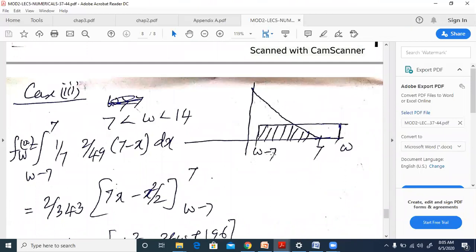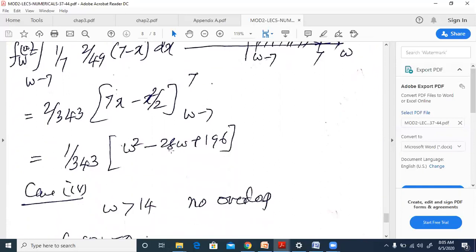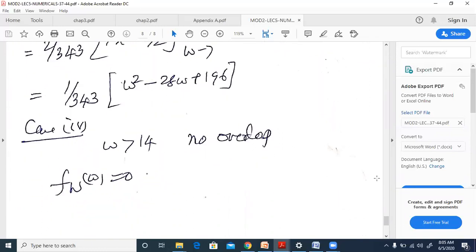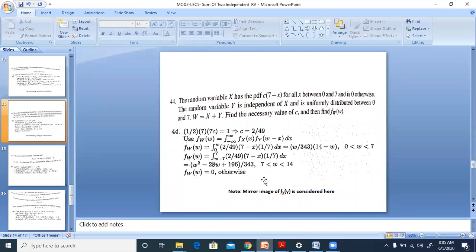Here you can see that the overlap portion is w minus 7 to 7. So w minus 7 to 7 is the limits of the integration. The 1 by 7 inside quantity will not change, will remain same, only limits change. So again, 2 by 343 is taken out, and this is integrated. Limits are w minus 7 to 7, and if you simplify it, we'll get something like this. For w greater than 14, no overlap, therefore f(w) is equal to 0. If you see here, we have the same expressions, whatever we have in this case.